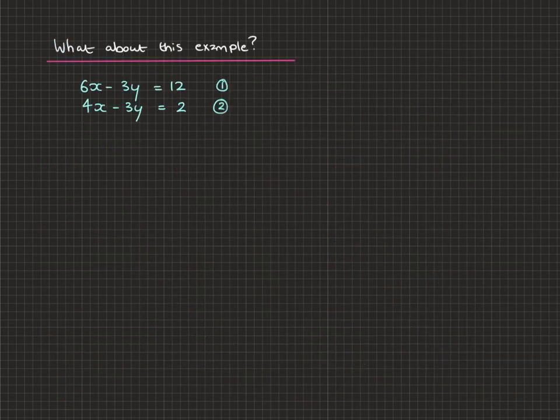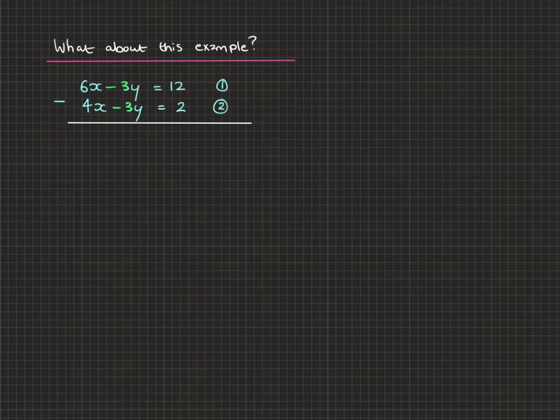Now we're going to look at one last example and see whether we can work out what to do here. 6x minus 3y equals 12, that's equation 1. 4x minus 3y equals 2, that's equation 2. Now you can see we have in both instances 3y, and in both cases it's minus 3y, so we have the same sign. Now, what did we think about last time? Well, we said that we had to subtract if we had the same sign. So our question here is, what happens when we do this?